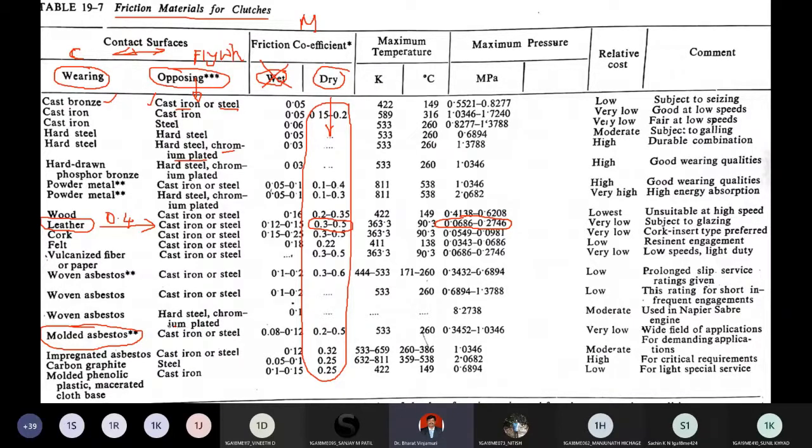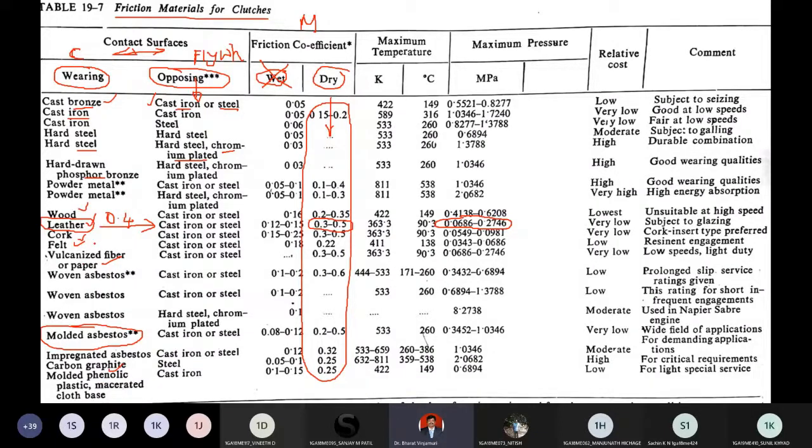Now for the friction lining, I can use bronze. I can use iron also as a friction lining, because iron also has a good coefficient of friction. I can use steel. I can use phosphor bronze. I can use wood. We can use wood, leather, cork, felt, vulcanized fiber or rubber, asbestos, graphite, and phenolic resins. These are the different clutch plate materials.